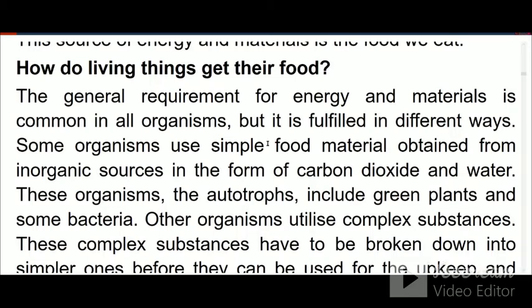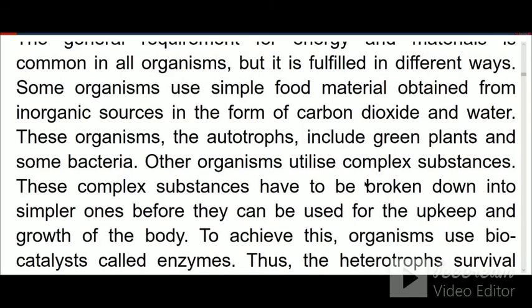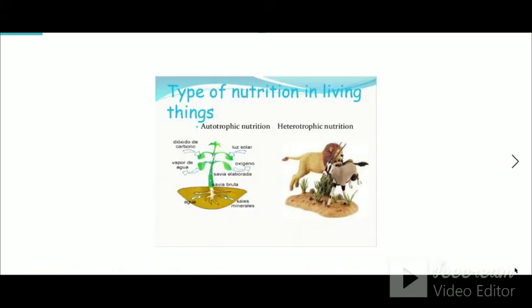Some organisms use simple food material obtained from inorganic sources in the form of carbon dioxide and water. These organisms, the autotrophs, include green plants and some bacteria. Other organisms utilize complex substances. These complex substances have to be broken down into simpler ones before they can be used for upkeep and growth of the body. There are two ways for consumption of food: one autotrophic, another heterotrophic.